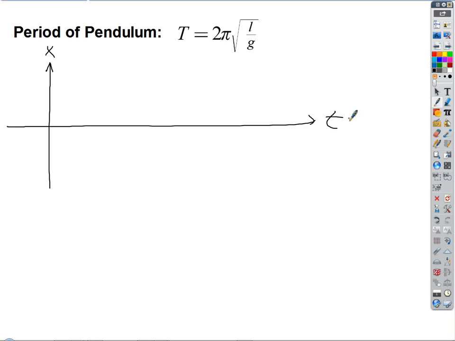where's it moving the fastest? Right in the middle. When it gets up to the limits of its motion, it moves quite a bit slower. Right, it comes to a stop. So what do you think? Wait, the x is what? The x is the displacement from vertical to the sides. So it's going to be just like this. Yeah, just like a sine or a cosine wave. Doesn't that make sense?